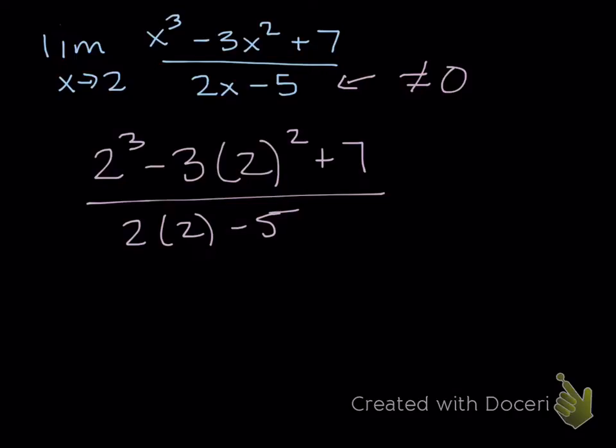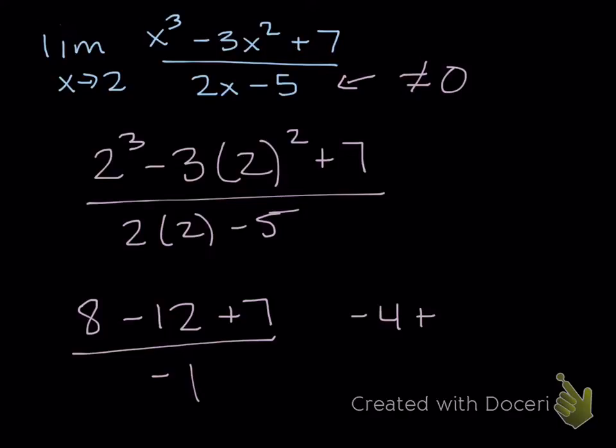In the top, 2 cubed is 8. 2 squared is 4 times 3 is 12. In the bottom, 4 minus 5 is -1. In the top, if I add 8 minus 12, I get -4 plus 7. -4 plus 7 is 3. But again, I have to divide this all by -1. So this limit is approaching the y value of -3.